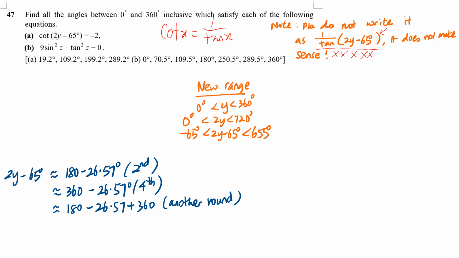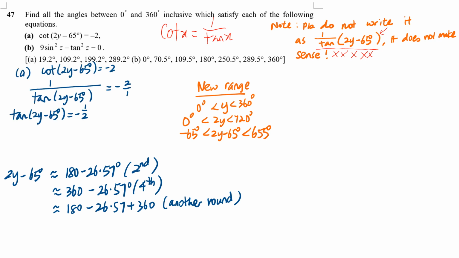So what is the correct way of writing it? Yes, the correct way is like that: 1 over tangent bracket 2y minus 65 degrees. Write negative 2 as negative 2 over 1, and you just do a flip. So you get tangent bracket 2y minus 65 degrees is equals to negative half. What's the next step we do? Of course, you have to find your new range. If you look at the new range, this question is tricky. Why is it tricky? Because it involves angle taken in the clockwise direction, and it also involves angle taken in the anti-clockwise direction. So before we do the tricky part, we still have to find alpha.